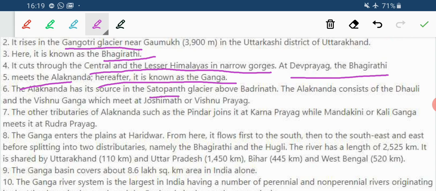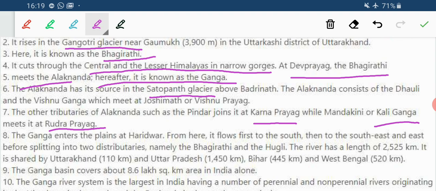The name is there, either it is named as Satopant or it is also named as Alkapuri glacier, which is above Badrinath. Now Alaknanda consists of Dhauli, the Vishnu Ganga, which meets at Joshimath or Vishnu Prayag. Now the other tributaries of Alaknanda are Karna Prayag, Kali Ganga, Mandakini, Rudra Prayag. All these are the other tributaries of Alaknanda.